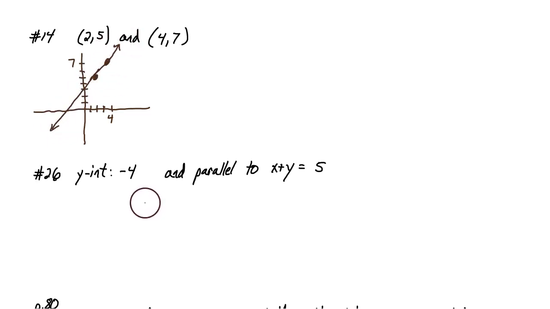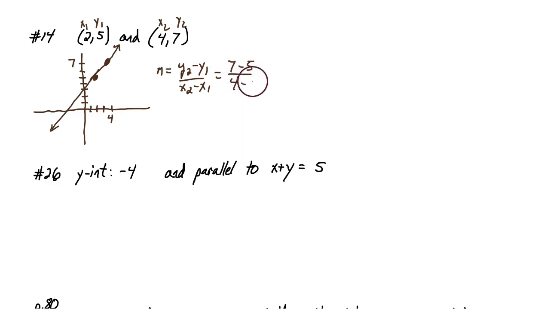Now let's create an equation. To make an equation, you must know the slope. We're not given the slope, but we can find it with the slope formula. M equals y2 minus y1 over x2 minus x1. These numbers are the x1, y1, and the x2 and y2. So y2 is 7, and y1 is 5. x2 is 4, and x1 is 2. This makes 2 over 2, which is equal to 1.